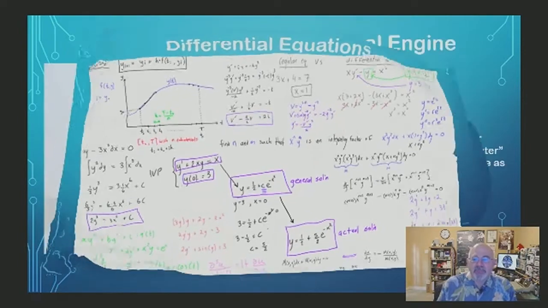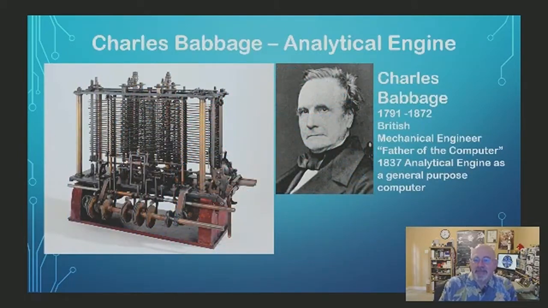And one of them was Charles Babbage. We consider him to be sort of a father of the computer because he is the one that in 1837 came up with the idea on how to put together a general purpose computer, all mechanical, that we call the analytical engine.